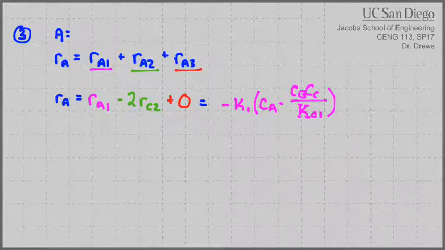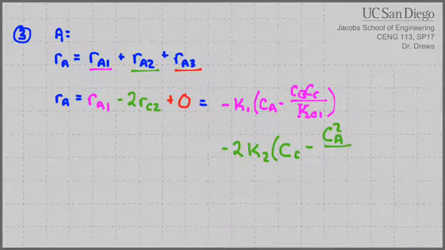And then we have a minus 2 times rate of C2. Rate of C2 was K2 times C sub C minus C sub A squared over KC2.